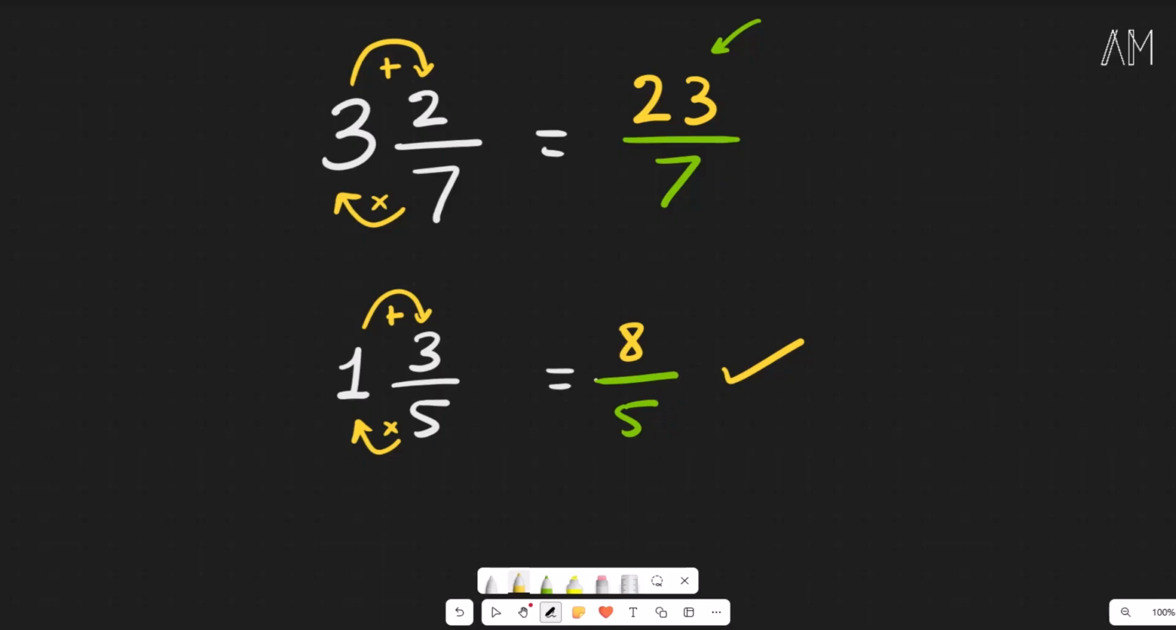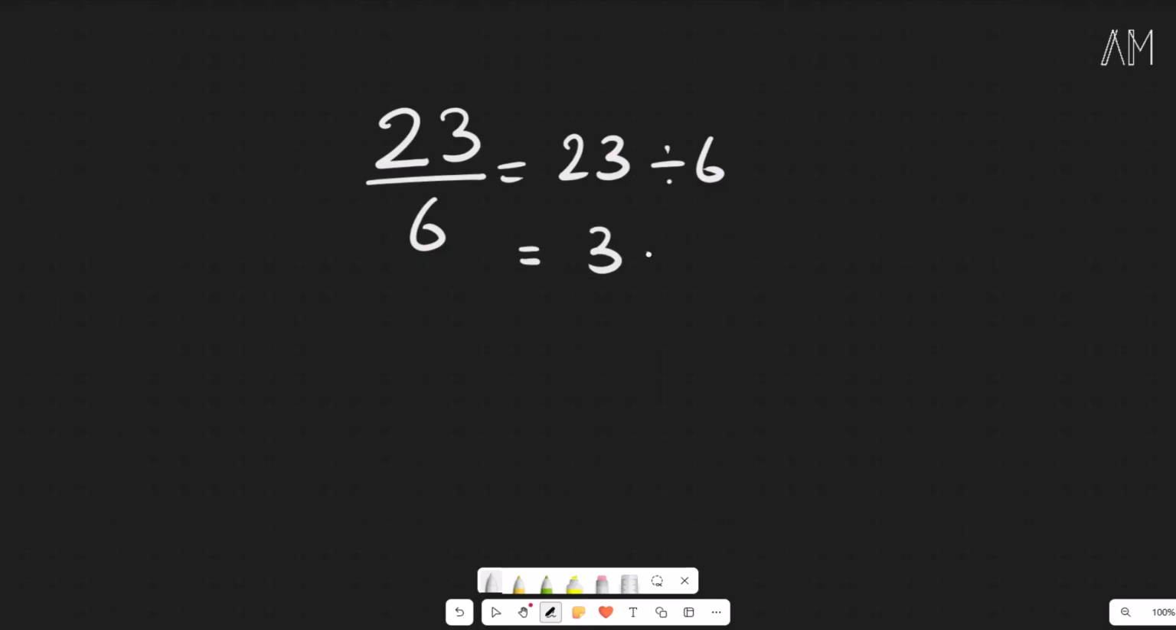Let's take the last example. Let's say I have 23/6. So let's turn it into a mixed number. Let's apply the division. It will become 23 divided by 6, which is equal to 3 remainder 5. As I said, the denominator stays the same, so it will stay over 6, and simply these numbers will drop down in their places, and the mixed number is 3 and 5/6.